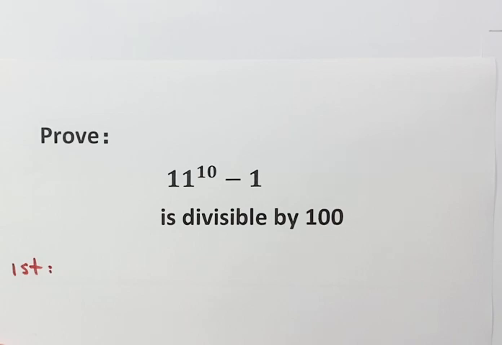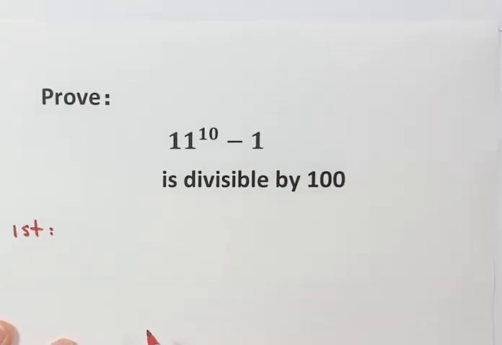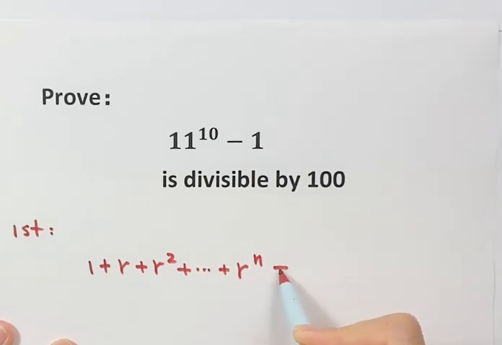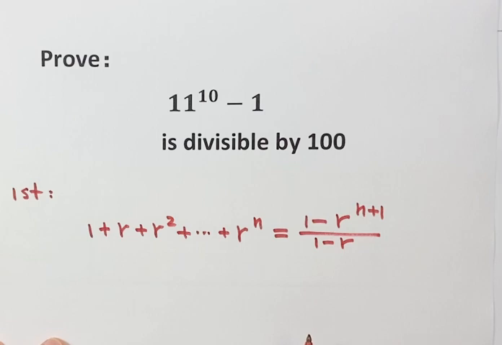First, we're going to use the geometric series. The formula is 1 plus r, plus r squared, up to r to the power n, equals 1 minus r to the power of n plus 1, divided by 1 minus r. Okay, so now we're going to apply this formula to our question.